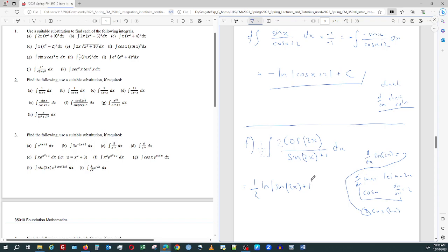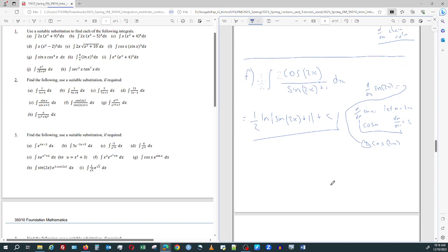Okay, and that's our plus c. Okay, so that's the one that we've got there. Wow. Okay, we could do the u substitution, and in fact I might redo f as a u substitution just for a bit of fun, because we can. Alright, just because we can.